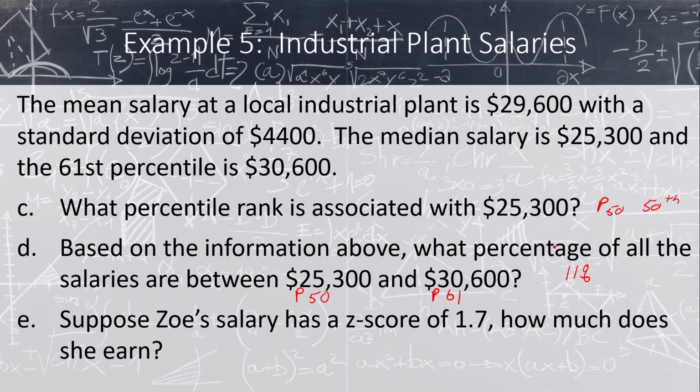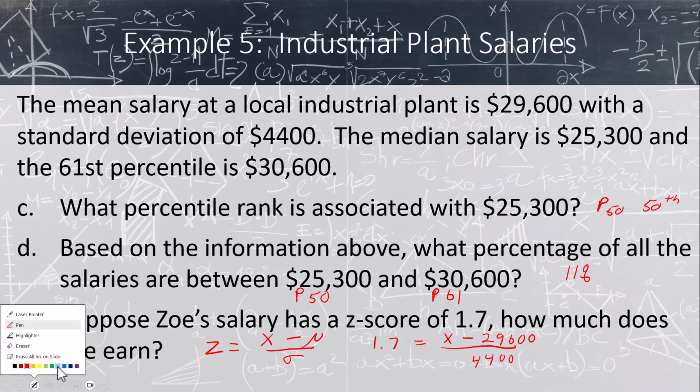Okay, and then finally, suppose Zoe's salary has a z-score of 1.7. How much does he earn? Well, remember, z-score is equal to x minus the mean divided by the standard deviation. So here we're going to have 1.7 is equal to x minus 29,600, that quantity divided by 4,400. It's going to require a little bit of algebra here to figure this out.